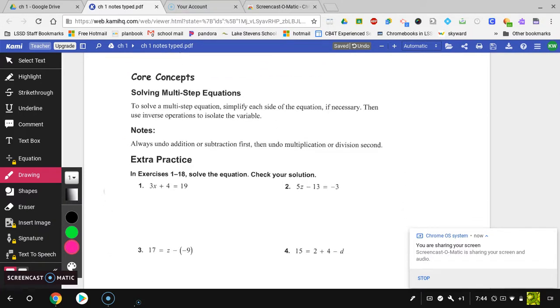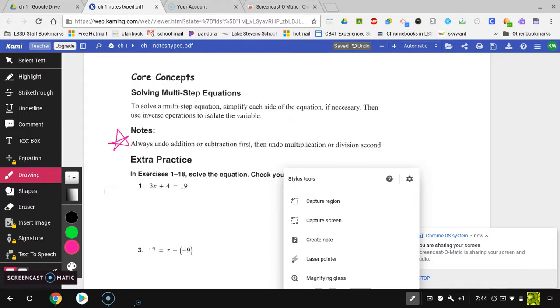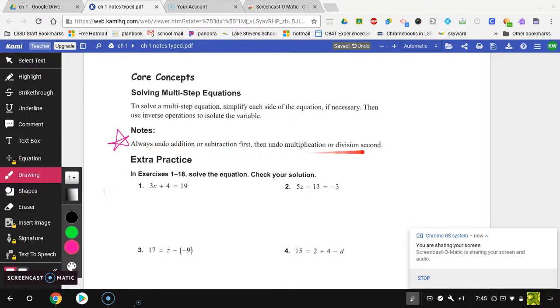So, solving multi-step equations. In Chapter 1, Section 1, we talked about solving a single-step equation. Now we're looking at how to solve multi-step equations. So to solve a multi-step equation, we're going to simplify each side of the equation. Then we're going to use the inverse operations to isolate the variable. So a thing you want to make sure that you're drawing your attention to is that you always want to undo addition or subtraction before you undo your multiplication or division.